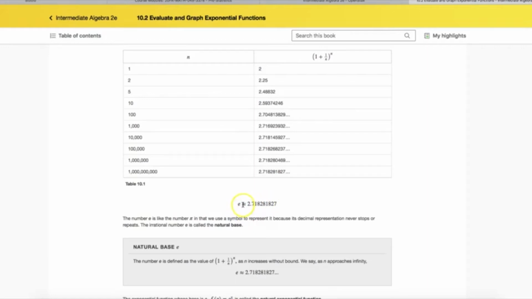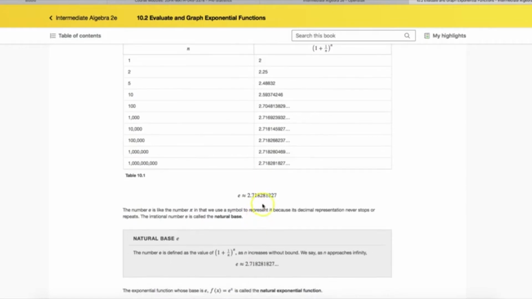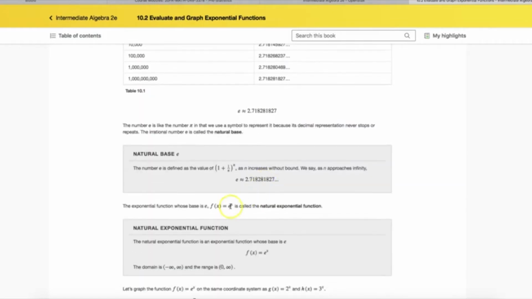Now, in this case, they've rounded it to, looks like 9 decimal places. But the point is this goes forever. It's an irrational number. Just like pi, right? We often approximate pi to 3.14, but that is just an approximation. That number goes on forever. So, since this is what happens when you look at growth in the natural world, we call it the natural base. And so, when you have f of x equals e to the x, that is the natural exponential function.